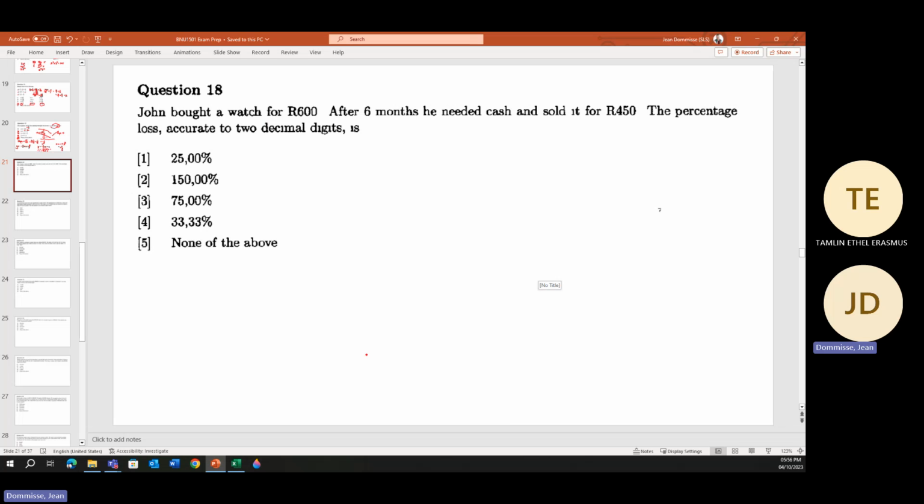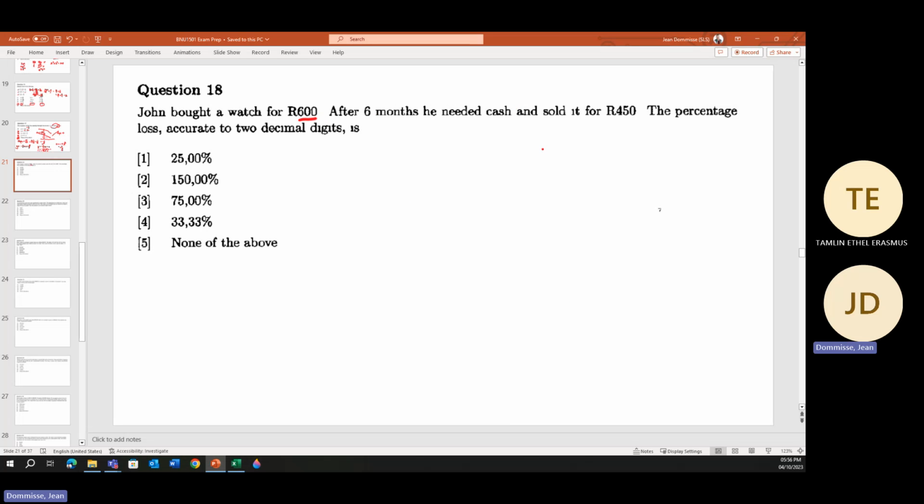Okay, so now we go into a bit of looking at ways to look at percentages, and also if you look at costing. So John bought a watch for 600 Rand.